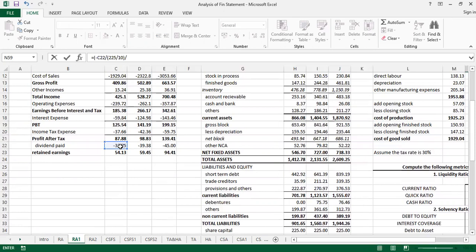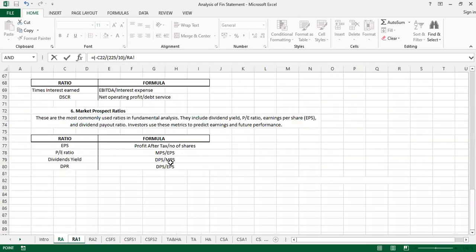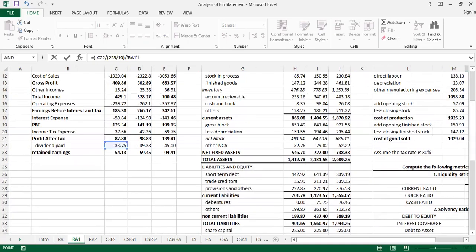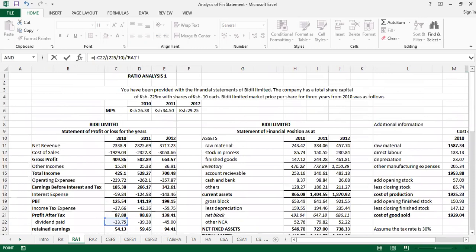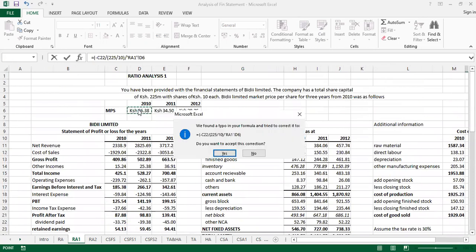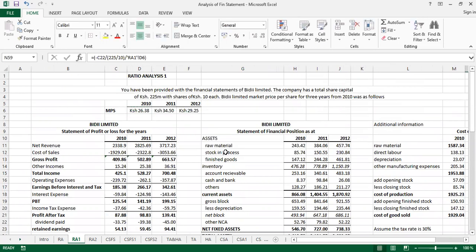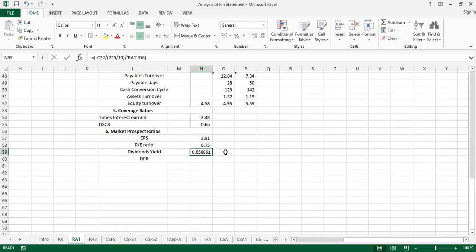Divide by, so we are dividing by the market price per share, isn't it? Market price per share. So our market price per share was up here, and we have like 1 minute. So when we log out, we will just log in again. It's here. Control enter. Sorry. Yes. Control backspace. Jump to the active cell.